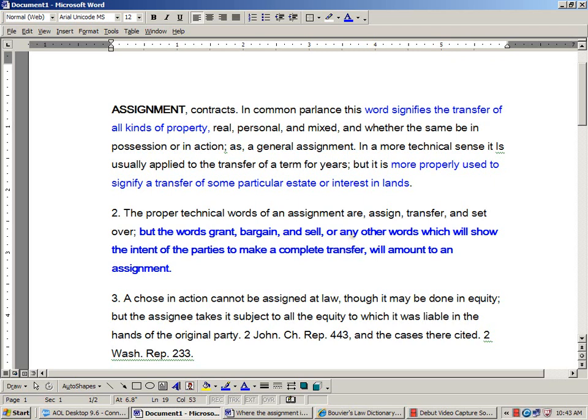Now, we're looking at this as it has to do with your real estate for today, which is the house that you live in. The proper technical words of an assignment are assign, transfer, or set over. But the words grant, bargain, and sell, and other words do the same thing. So if you have a piece of paper with those words, you just made an assignment, or something was assigned to you.